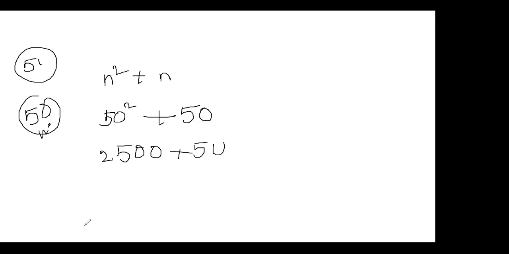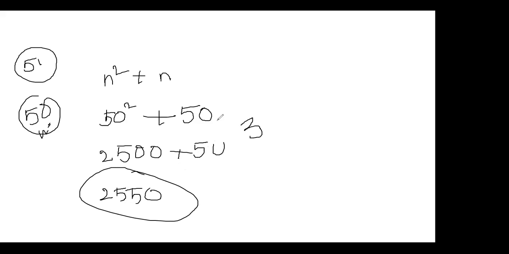This is how much? 50 square means 2500 plus 50. The answer of this question is 2550. Option number 3 is the correct answer. Right? Go for the next. Here see, one important problem is there. Concentrate on the last problem, 54th problem.